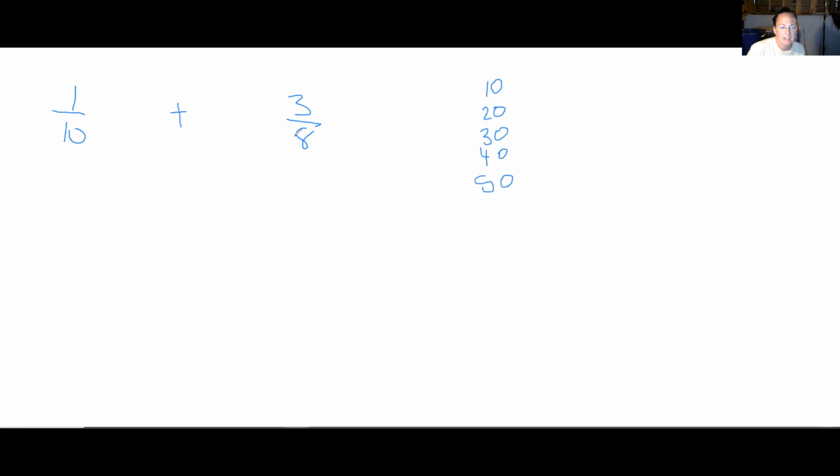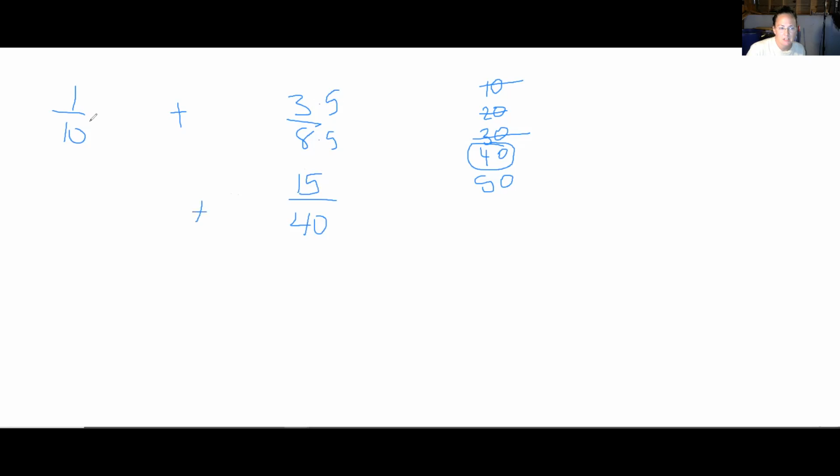And I say, what can 8 go into? 8 can't go into 10 evenly. 8 can't go into 20 evenly. 8 can't go into 30 evenly. 8 can go into 40 evenly. How? Well, 8 times 5 is 40. Okay, so I'm going to put a 40 on the bottom here. 8 times 5 is 40. If I do it to the bottom, I do it to the top. So 3 times 5 is 15.